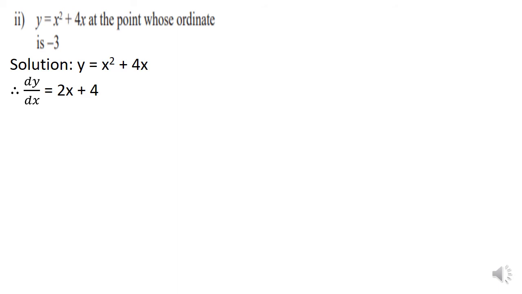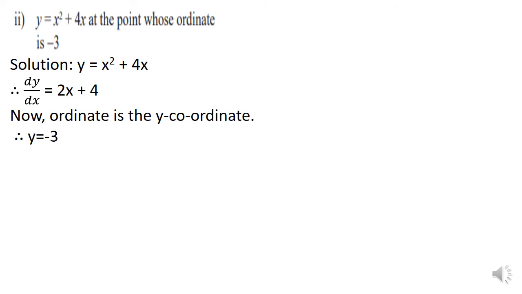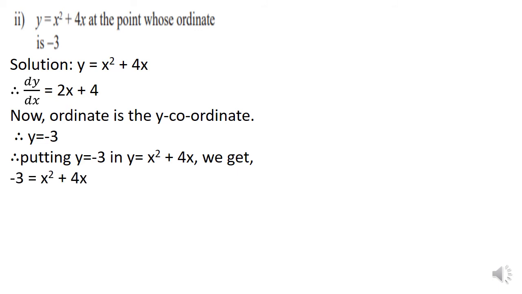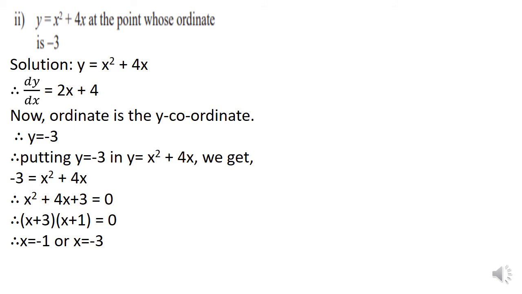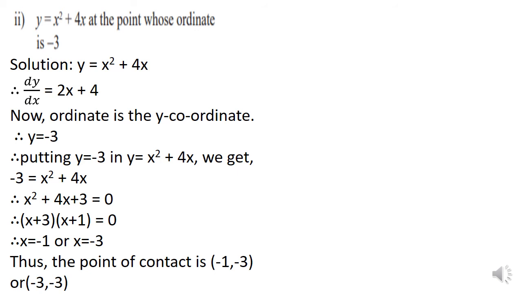That is simple enough. Then, what is the meaning of ordinate? Ordinate is nothing but the y coordinate. So here we have y is equal to minus 3. So minus 3 is the y coordinate of the point of contact. We put y is equal to minus 3 in the curve, that is y is equal to x square plus 4x. Thus we get x square plus 4x plus 3 is equal to 0, that is a quadratic equation. Solving this quadratic equation, we get x is equal to minus 1 or x is equal to minus 3. So the point of contact will be either (minus 1, minus 3) or (minus 3, minus 3).